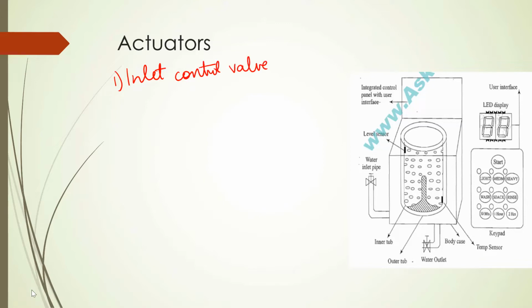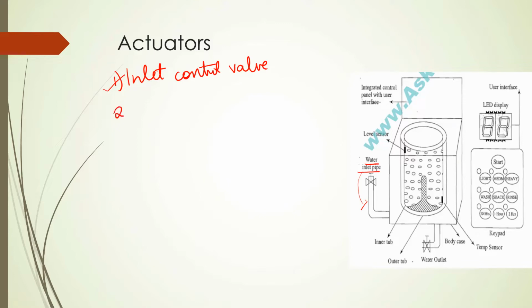Okay, so what is this valve used for? As soon as you load your clothes inside, what happens? The water comes through this inlet pipe. So the water enters the machine through this inlet pipe. The level of water that has to come inside is controlled by the inlet control valve. Based on the quantity of clothes, water is loaded into the machine and closed by this inlet control valve.